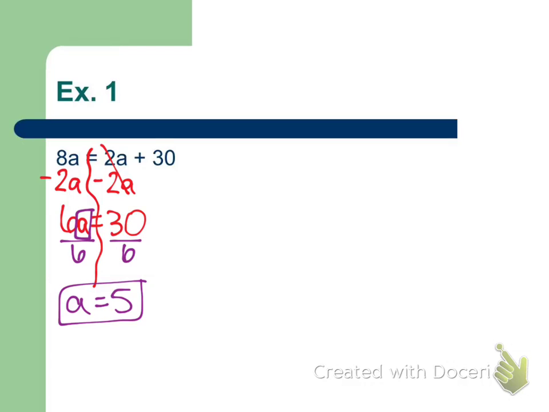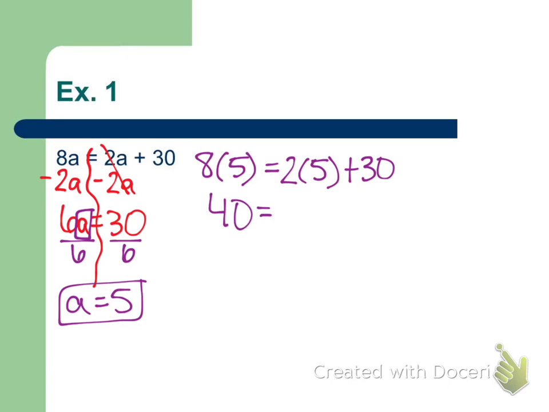Now again, we haven't talked about this in a while, but we can always go back and check these problems. If I take my variable and I plug it back in to the original problem, I can see if I'm right. So what am I going to plug into both of those blanks? The 5, right? That's what a was. So I would plug 5 in. What's 8 times 5? What's 2 times 5? What's 10 plus 30? So did we get it right?